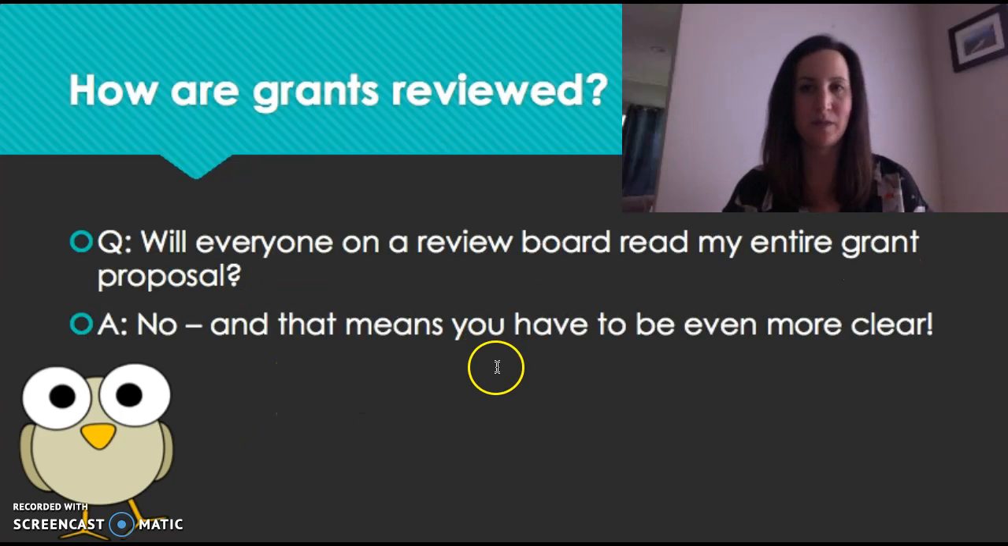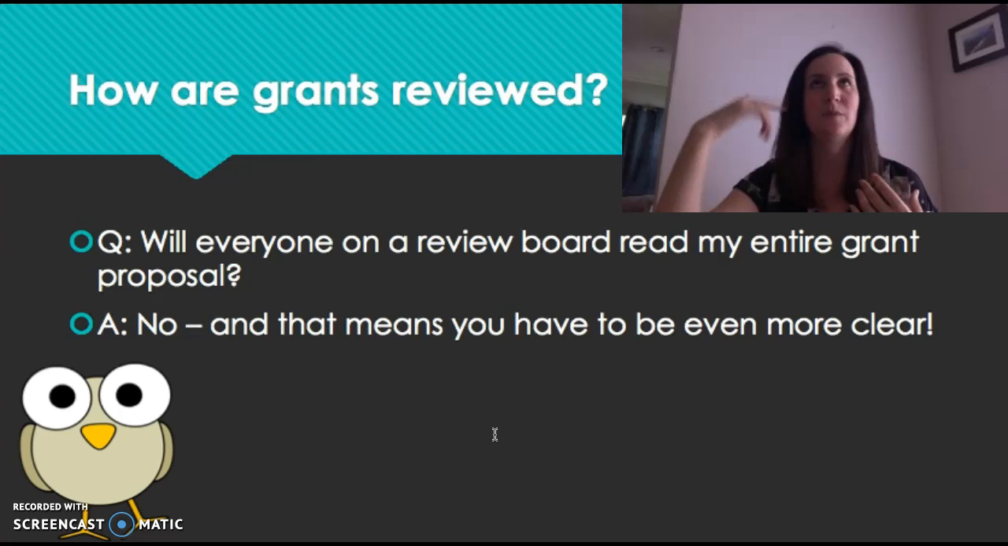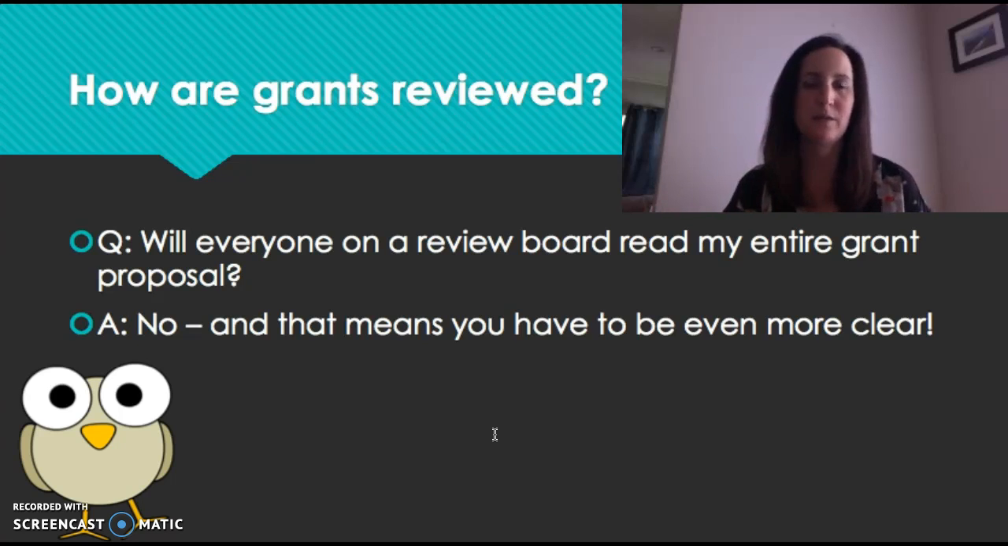No, that means you have to be even more clear. You have to be so clear right away that if other people aren't reading your grant, but one person is trying to remember the major parts of the grant and report that back to the group, you're so clear that they're able to say, bing, bang, boom, these are the impacts. These are the reasons why I think this is a reliable person or organization. Here are the outcomes that we expect.